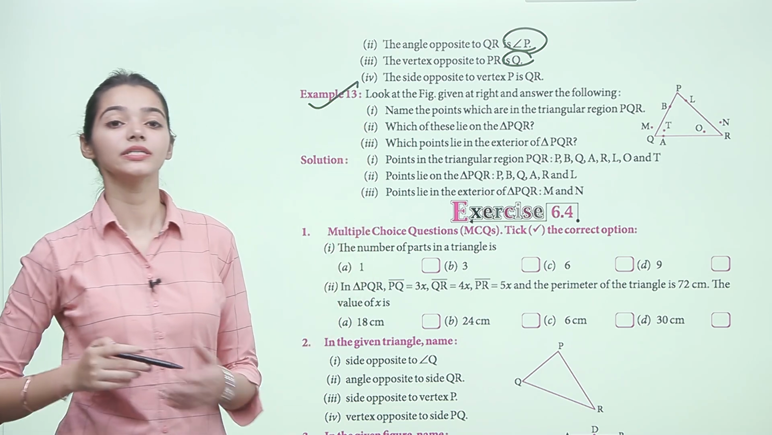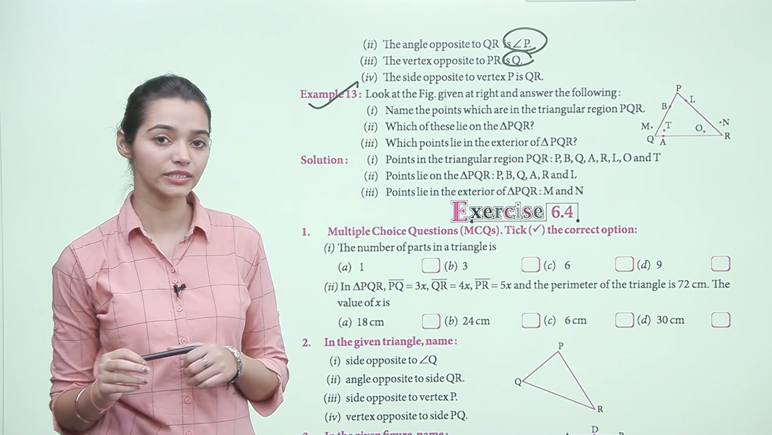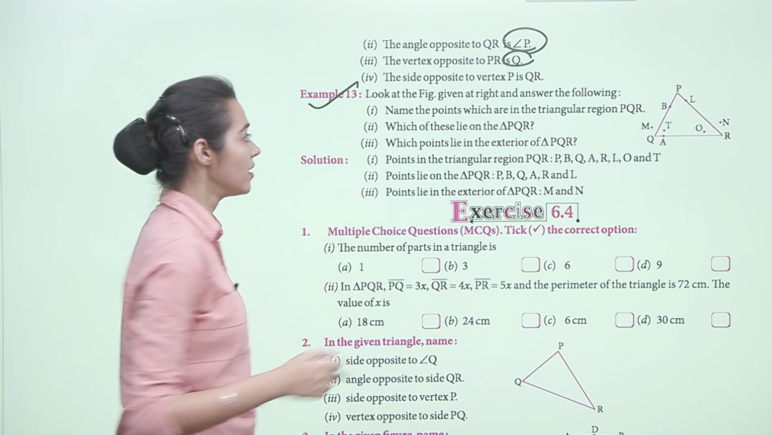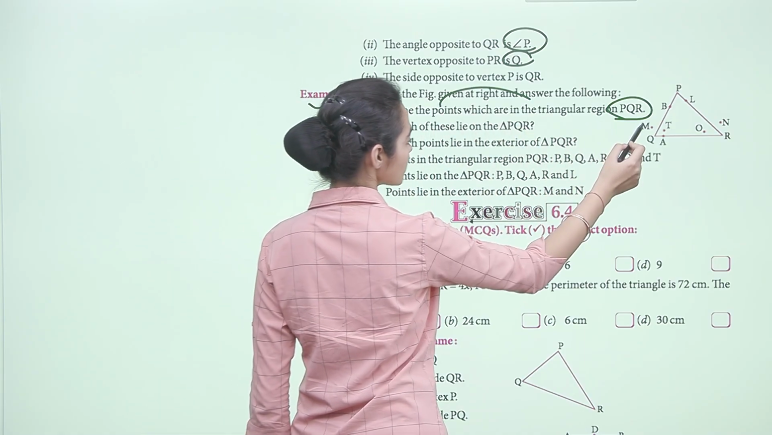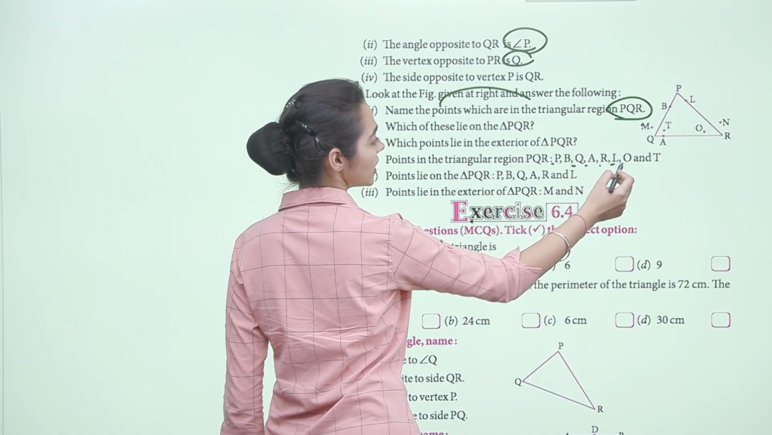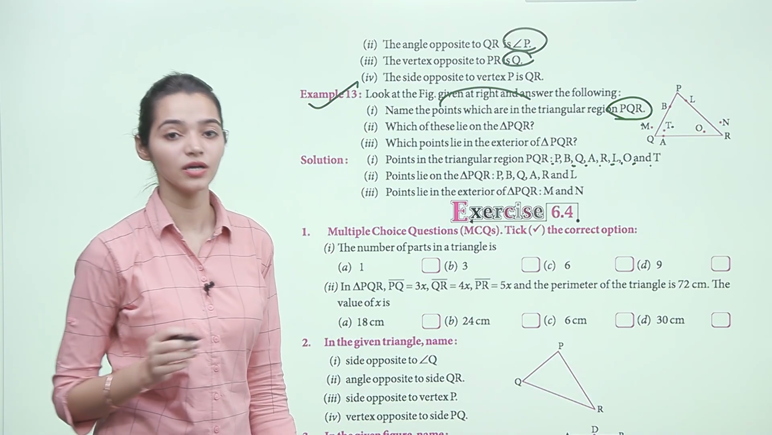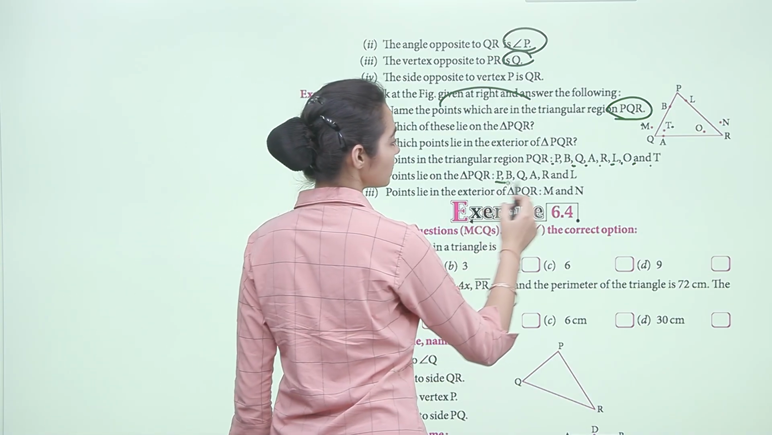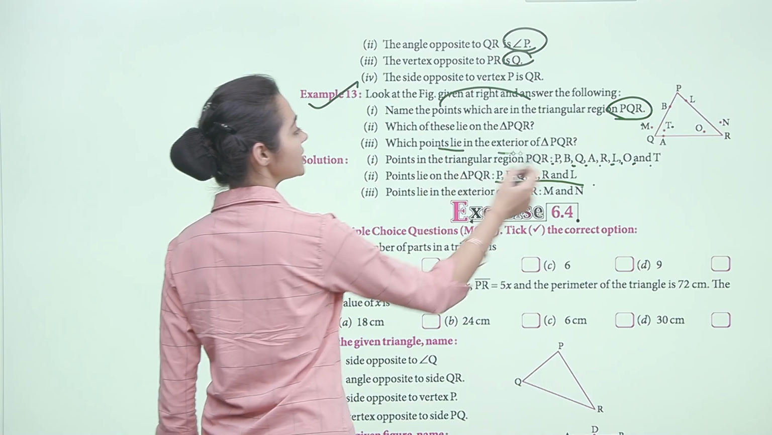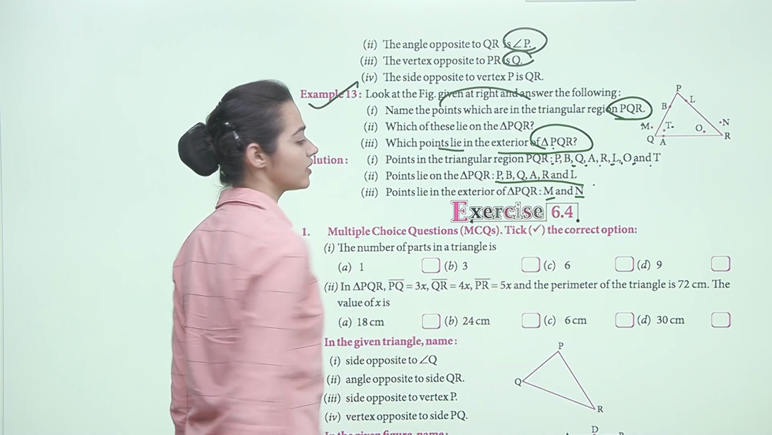Now in example number 13, we have to look at the figure and answer the following. Name the points which are in the triangular region PQR, that is P, B, Q, A, R, L, O and T. Now which of these lie on triangle PQR? That is the same one. Now which points lie in the exterior? That is M and N.